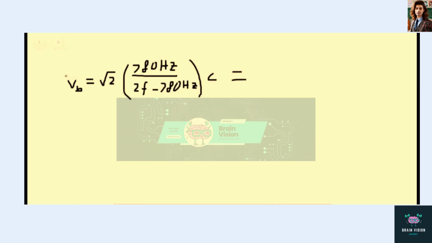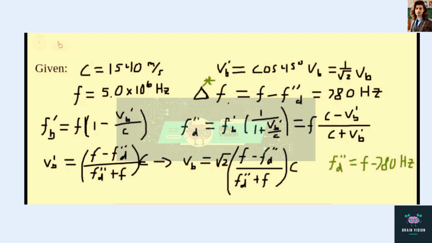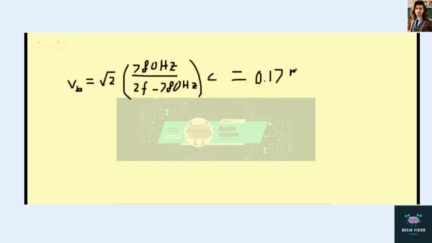So we have everything in this equation that we need. We plug in for F, 5.0 times 10 to the 6 hertz, and for C, 1,540 meters per second. We find the velocity of the blood flow is 0.17 meters per second in the restricted artery. And we find that that indeed differs from 0.1 meters per second in the unrestricted artery. Box that in as our solution.